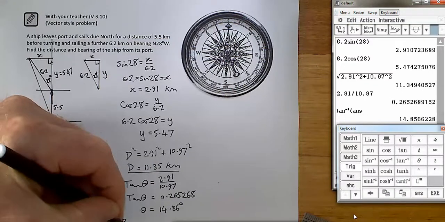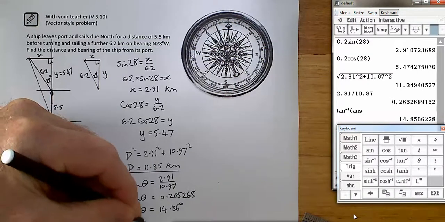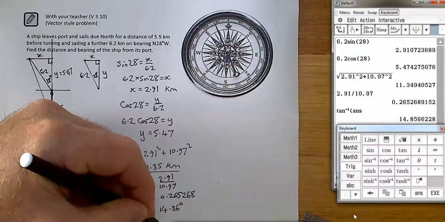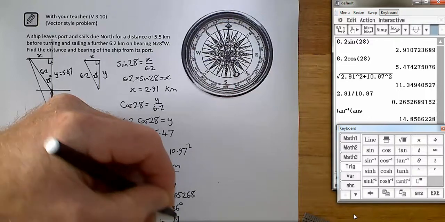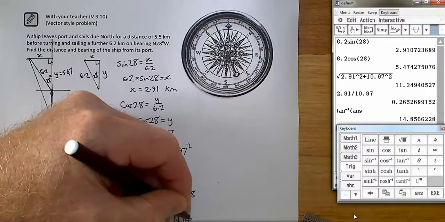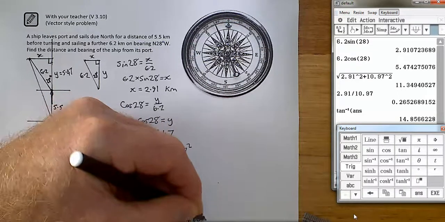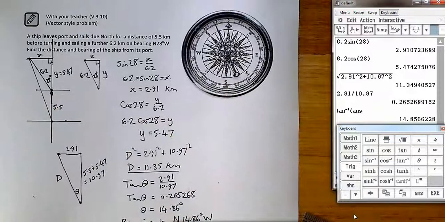So the bearing is from the north rotate 14.86 degrees towards the west.